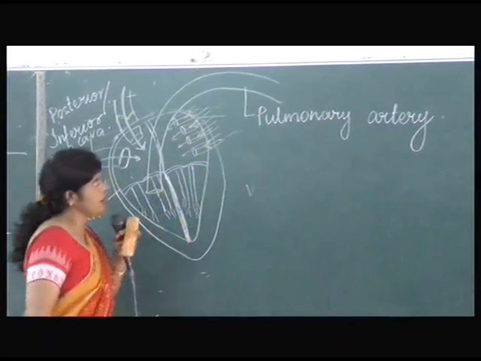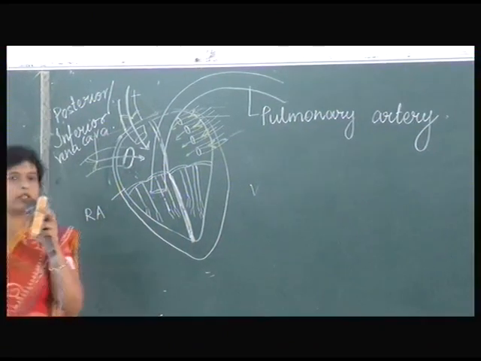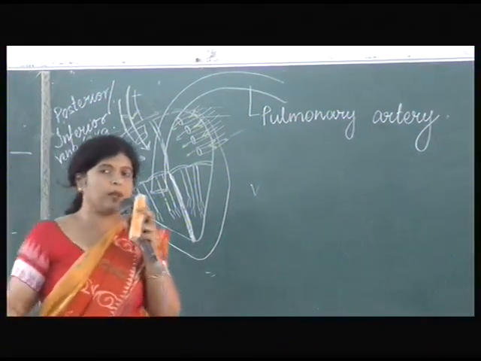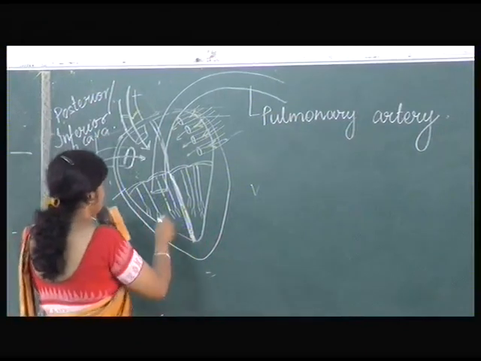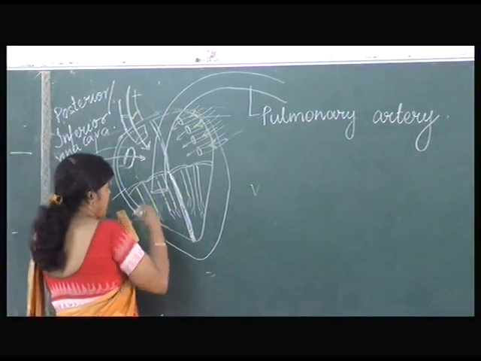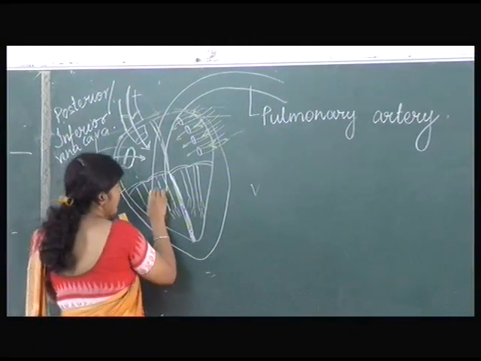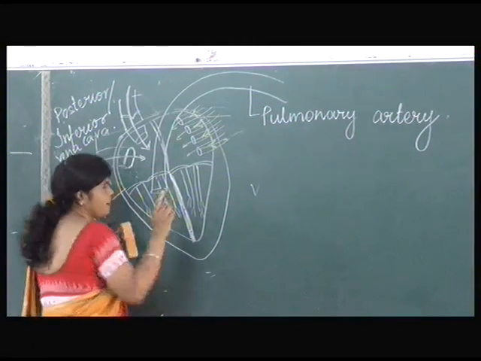Pulmonary artery, we call it pulmonary. The term pulmonary is used when we refer to lungs. Pulmonary artery, pulmonary vein. Is it all right? So here it is pulmonary vein. Sorry, pulmonary artery. At the base of the pulmonary artery, there are two arteries.